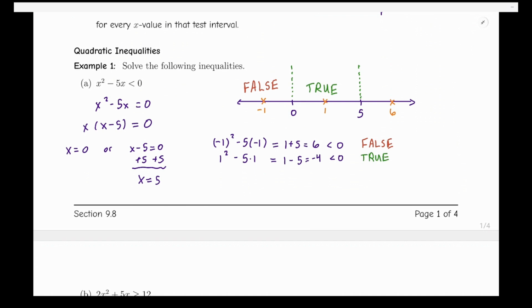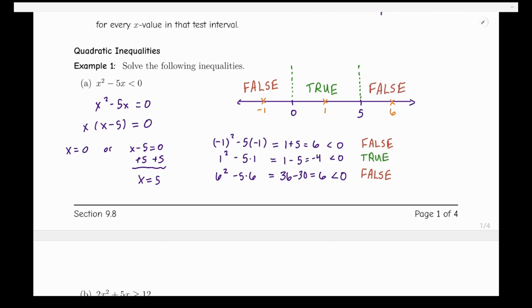And then plug 6 in. We get 6 squared minus 5 times 6, which is 36 minus 30, which is 6. Is that less than 0? Nope, that's false. So then we'll get false.